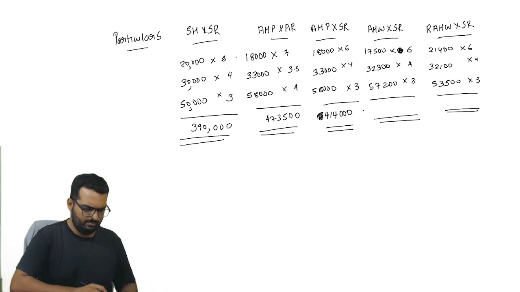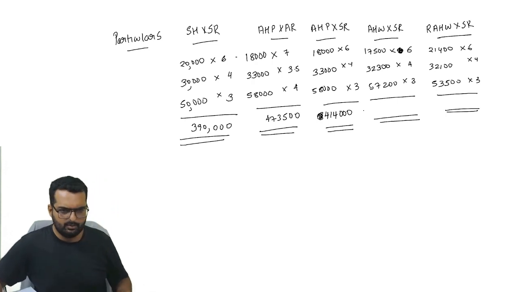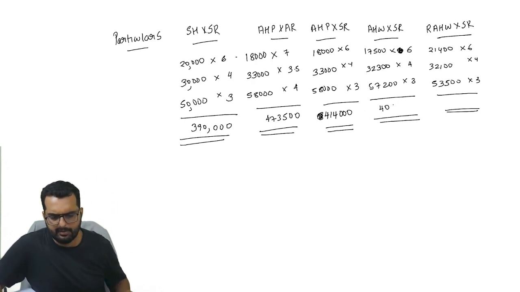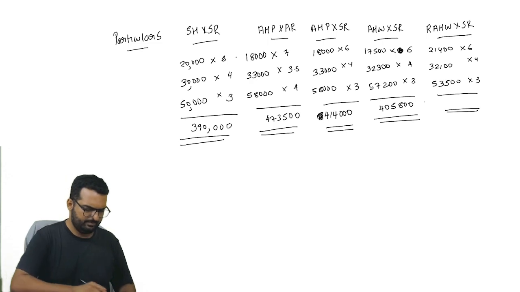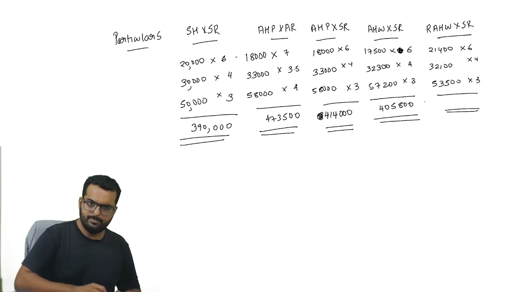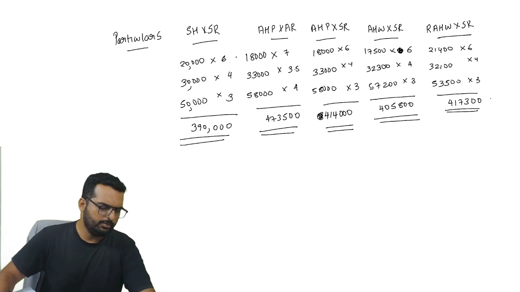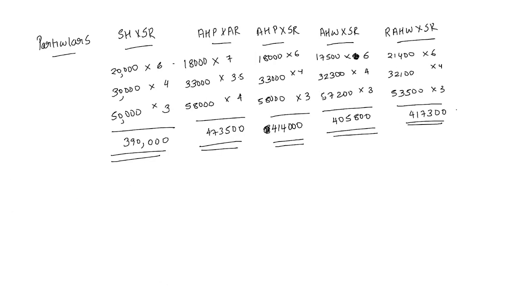All right. Next one is what? 17,500 into 6, 32,300 into 4, 57,200 into 3. You get 4 lakh 5,800. Then 21,400 into 6, into 4, 53,500 into 3: 4 lakh 17,300. Please write this down in your books. Excellent, Akash. Let everyone finish this.